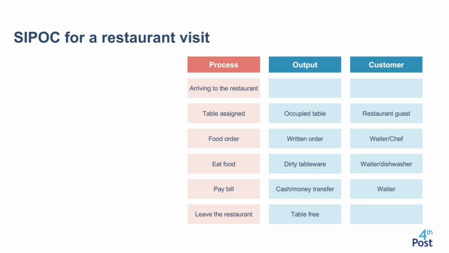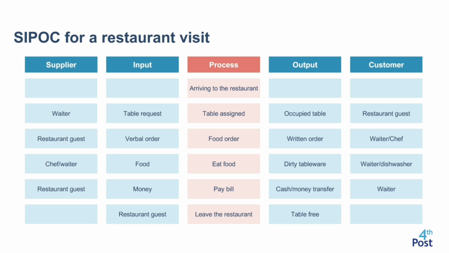And then we're going to do, again, the same thing: as we said, process, output, customer, input, and then we can have suppliers. And you can see I have limited it to 6 process steps in this case. Let's look at it again. So we have arriving at the restaurant, and there are no suppliers, input, output, or customers. This is just the process step.